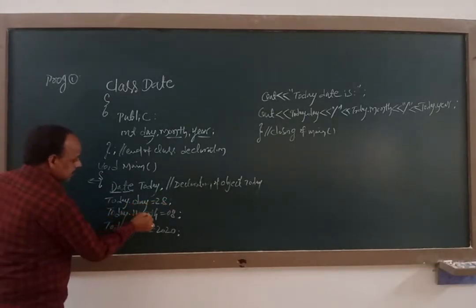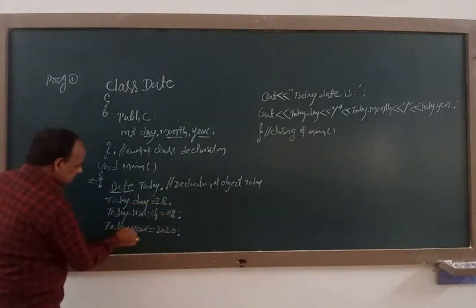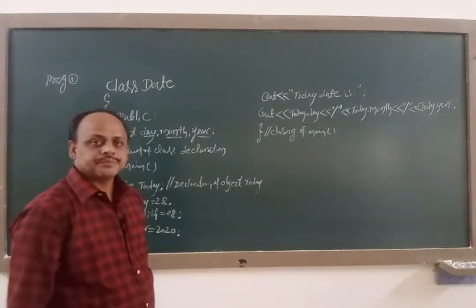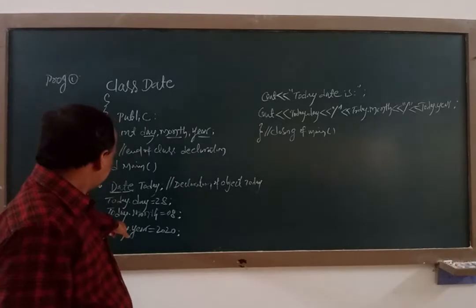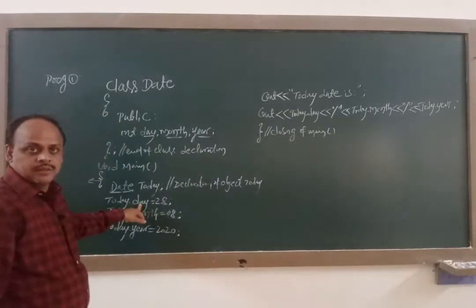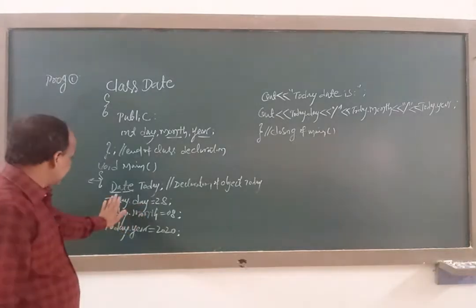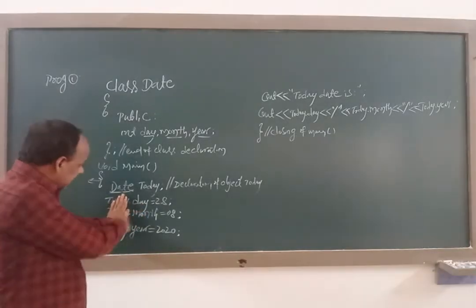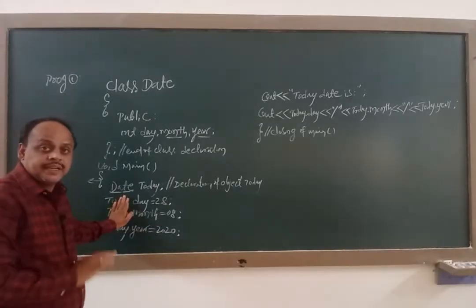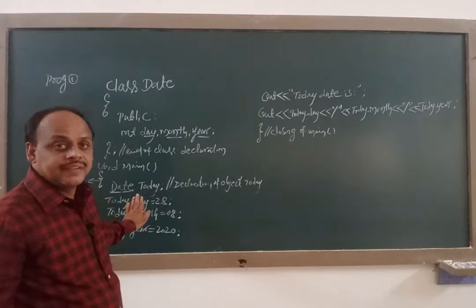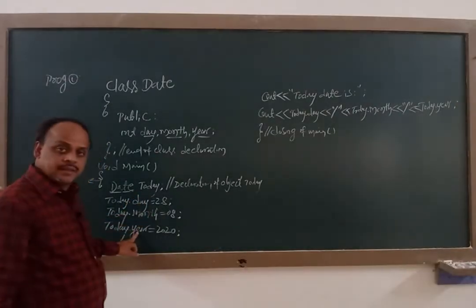Today dot month is equal to 8. Today dot year is equal to 2020. Like this, I am assigning values to the data members. Suppose you write day is equal to 28, month is equal to 8, year is equal to 2020 directly, then it does not work. We get an error: undefined symbol day, month, year.